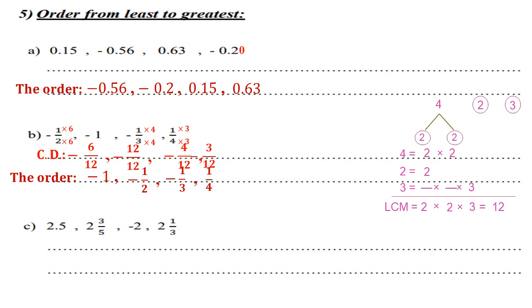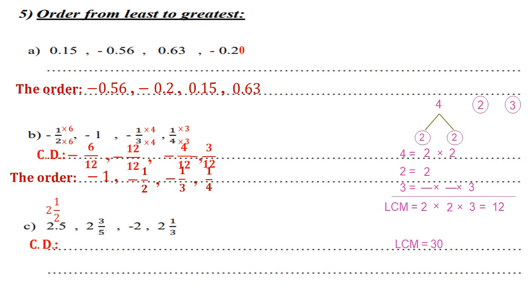C. 2.5, 2 and 3 over 5, negative 2, 2 and 1 over 3. First, I will change the decimal number into a mixed number, 2.5. Then, I have to get the LCM to get the common denominator. The LCM for 5 and 2 and 3 is equal to 30.